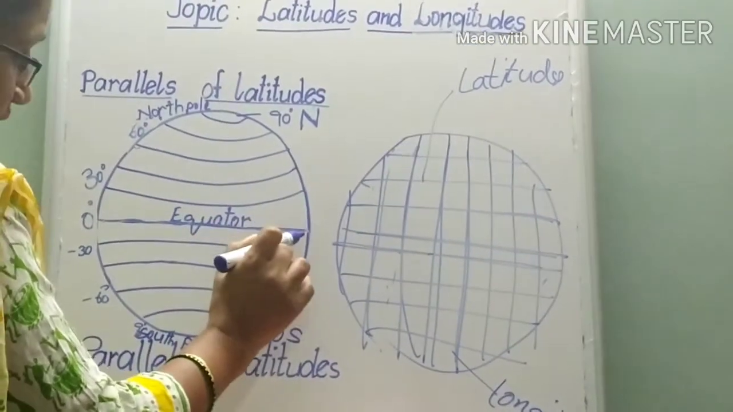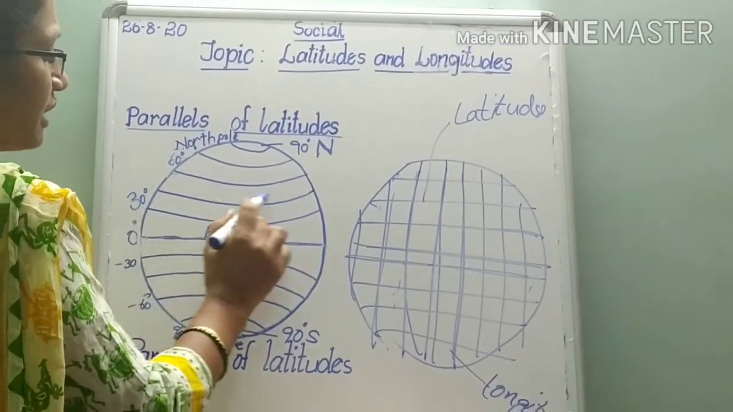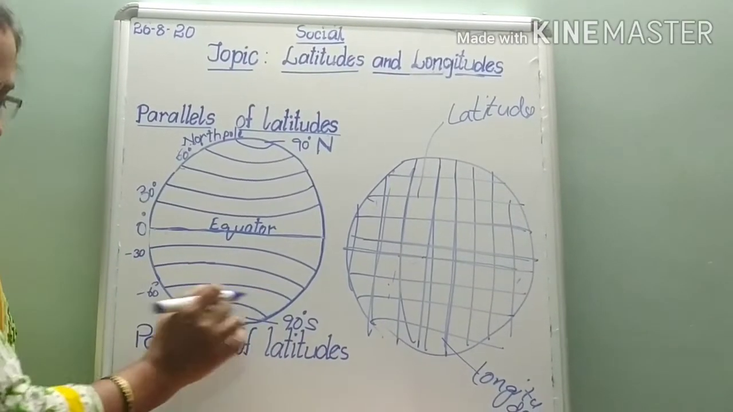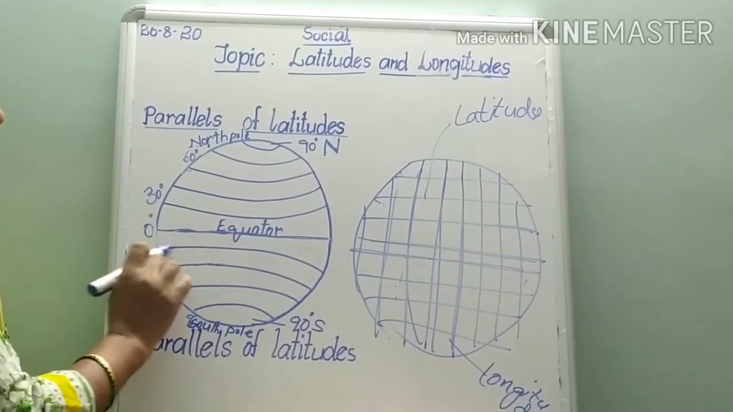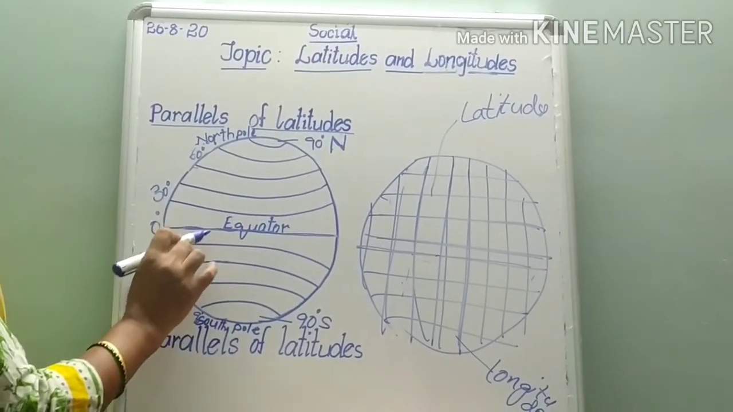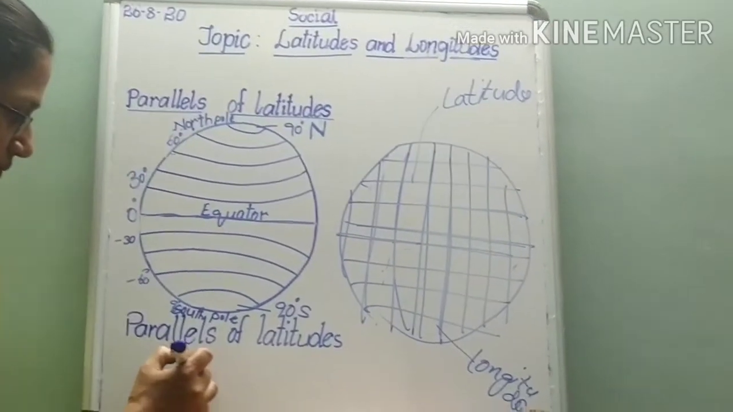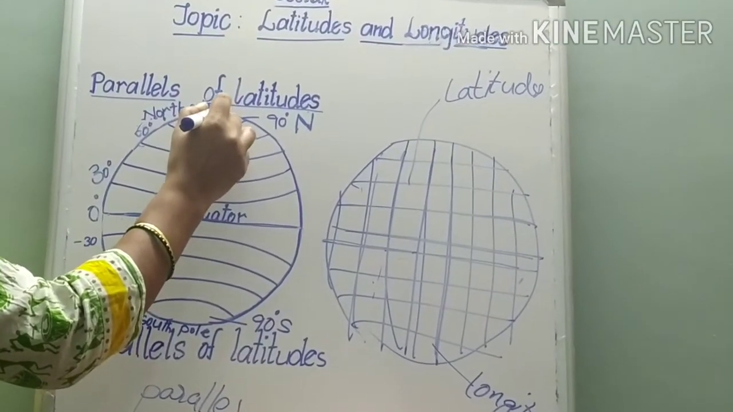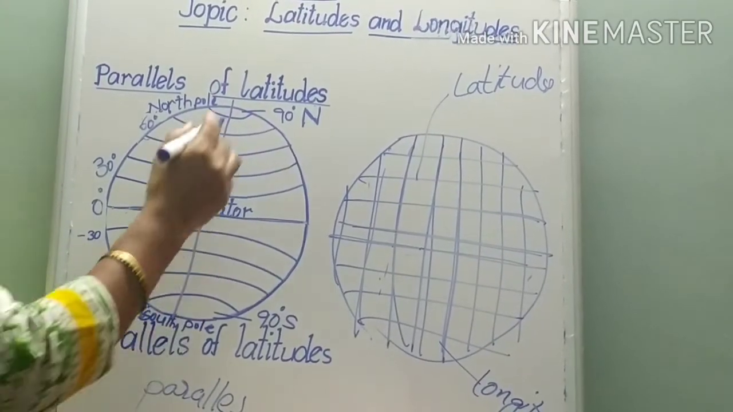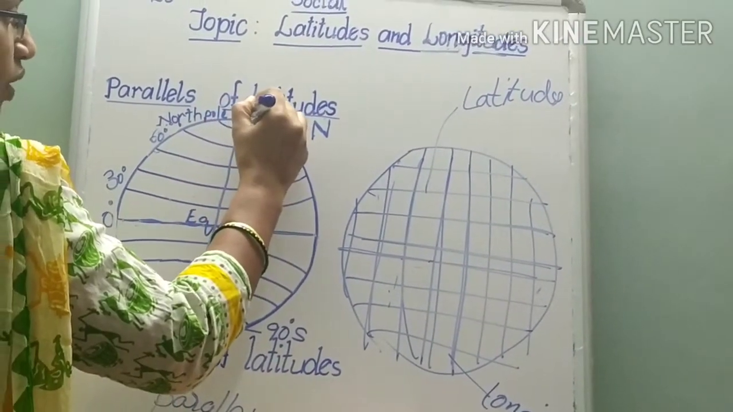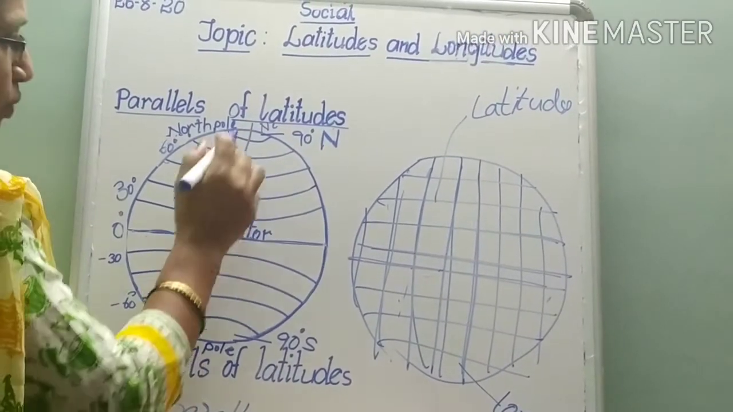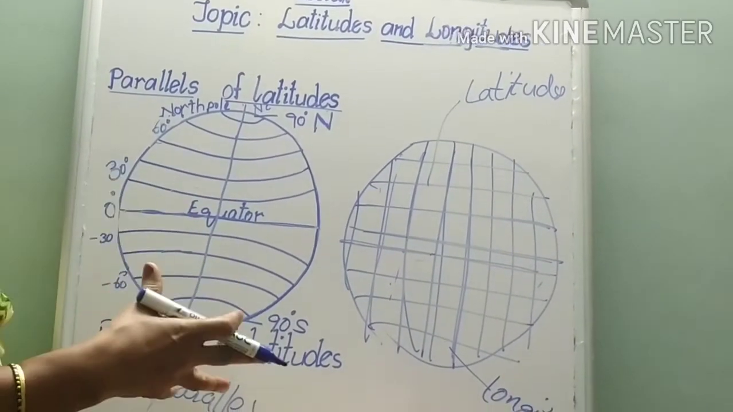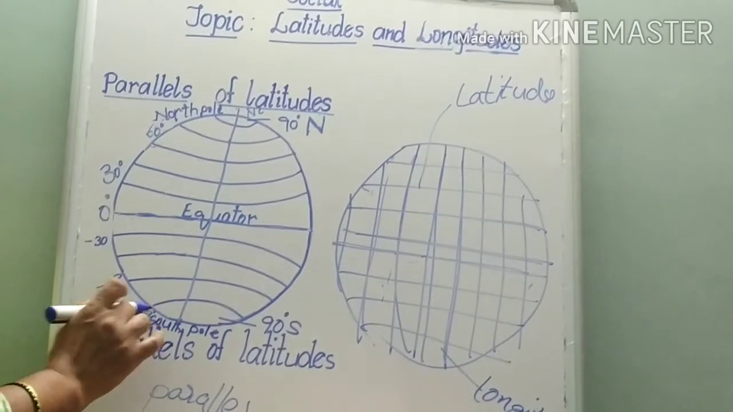Apart from this equator, there are a number of parallel lines. A number of lines run across the globe or across the earth. These are called parallels. Here usually we will have a pole or axis. This is the North Pole and this is the South Pole. This pole is also imaginary, which is not real.